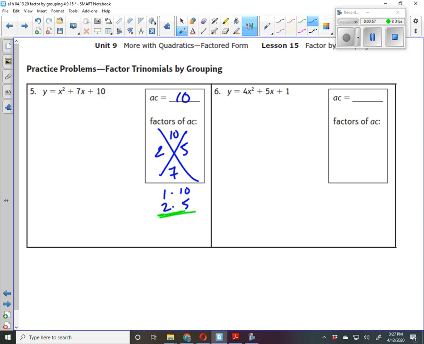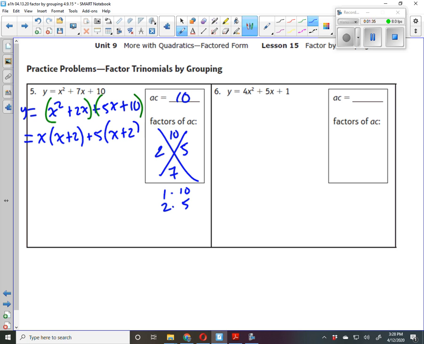The factor by grouping method said y equals x squared plus 2x plus 5x plus 10. And notice that all I've done is I've rewritten 7x as 2x plus 5x. The grouping comes into play when I just group like this and factor out what I can factor out. So in this case, I'm going to factor out an x. That leaves an x plus 2. I'm going to factor out a plus 5. That leaves an x plus 2. And notice that those factors there are the same.